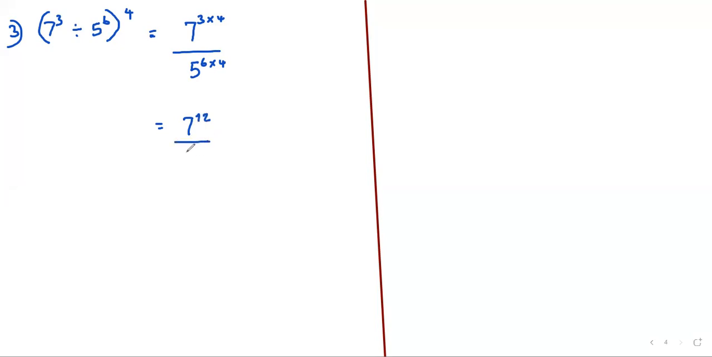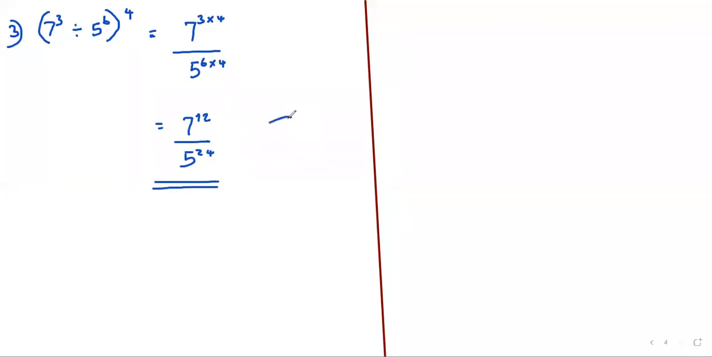Okay, for number 3, we have got 7 to the power of 3 divided by 5 to the power of 6, all to the power of 4. So what should I write, student? 7 to the power of 3 times 4, out of 5 to the power of 6 times 4. Very good. And the next step, we will have 7 to the power of 12 and 5 to the power of 24. Very good. And this becomes our answer.